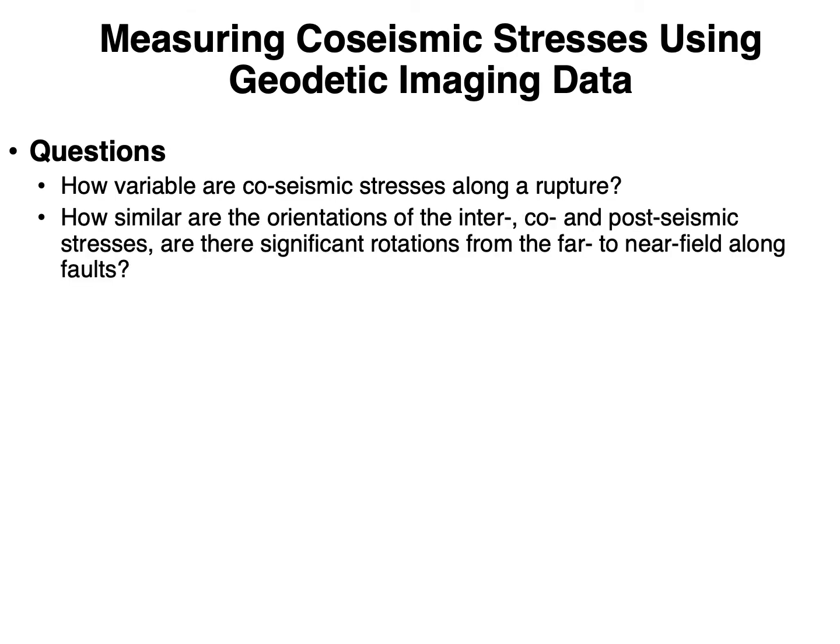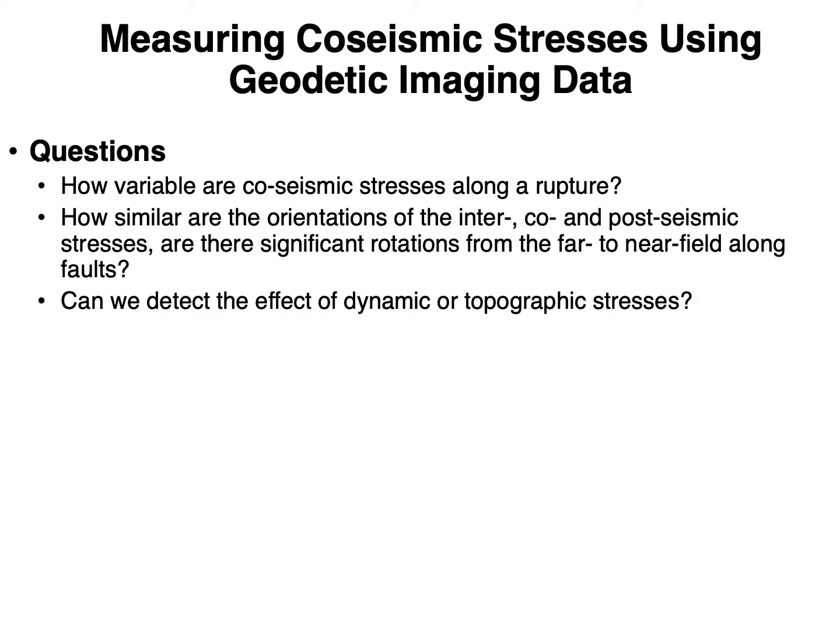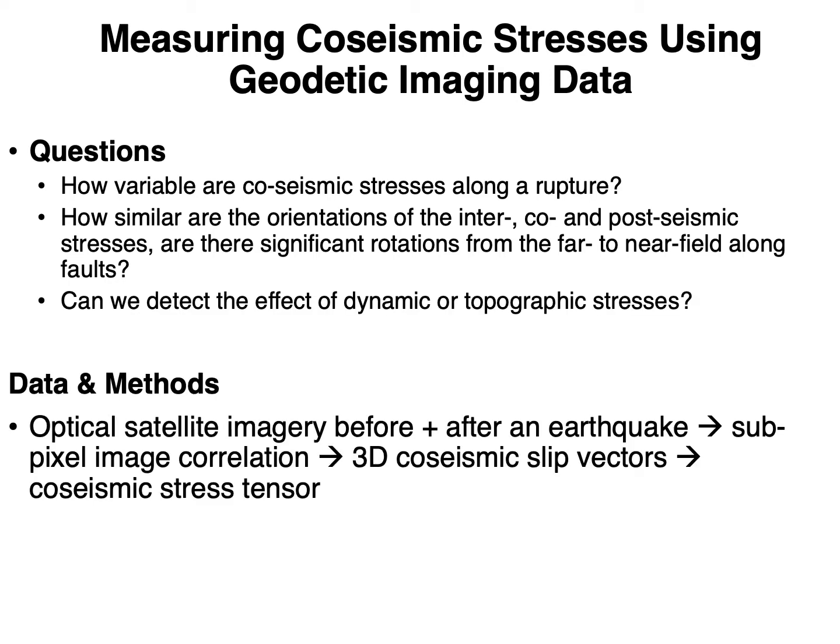along a rupture? The second question is how similar are the orientations of the inter-, co- and post-seismic stresses? For example, are there significant rotations from the far field to the near field along faults that are thought to apply to weak faults like the San Andreas? And can we detect the effect of dynamic or topographic stresses?